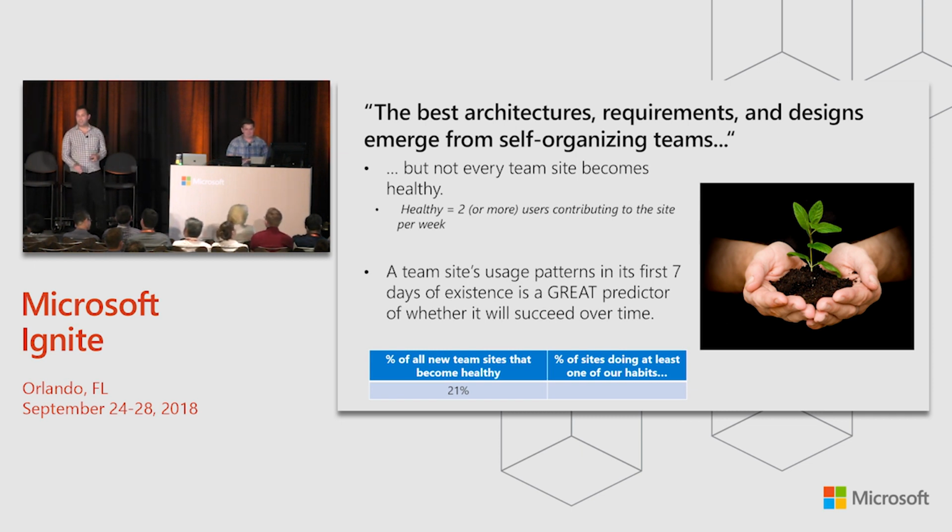But we're going to show you 7 habits of highly effective sites. And it turns out that when we find sites that do 1 or more of those things, the number shoots all the way up in our studies to 59%. So again, 3x improvement, roughly.